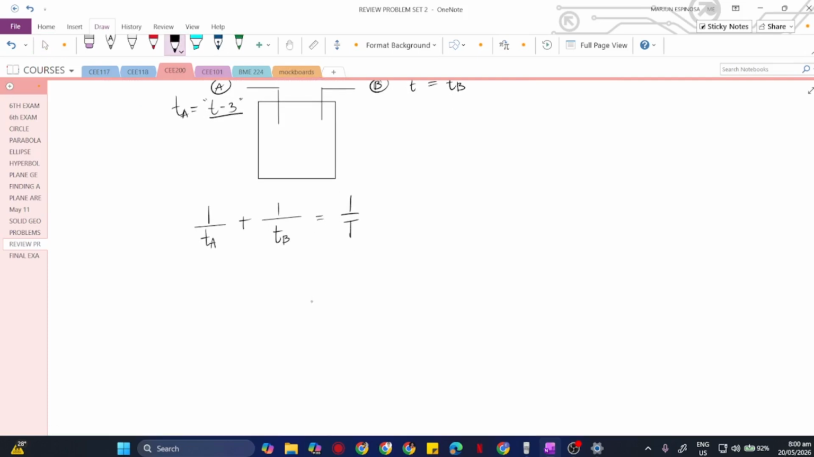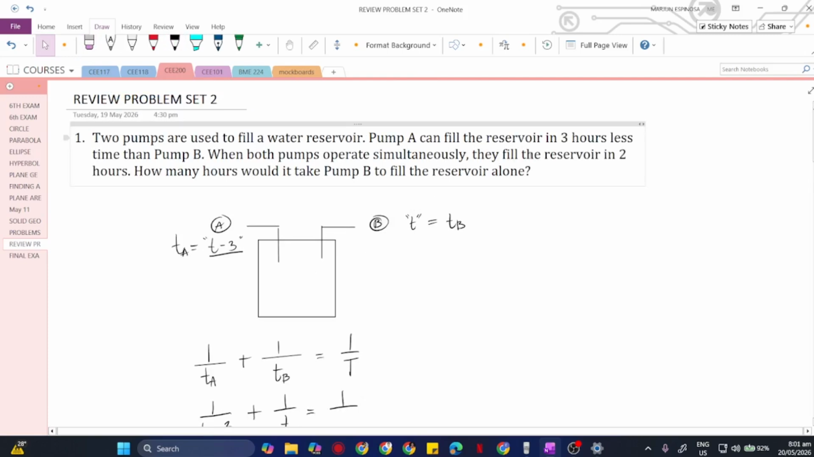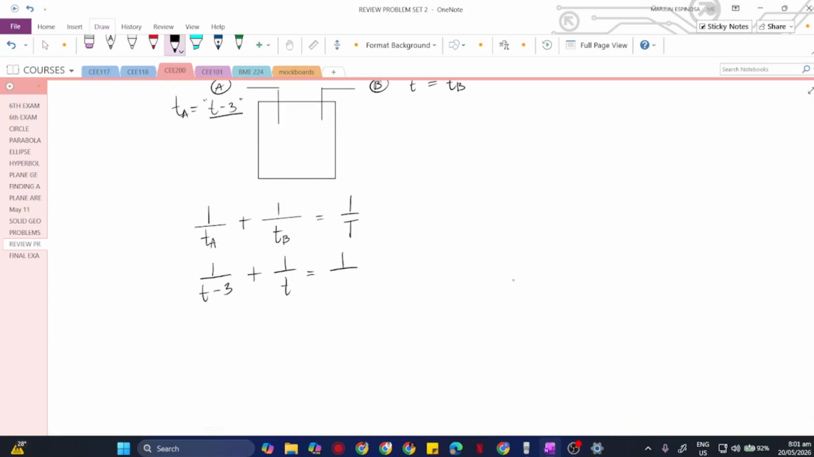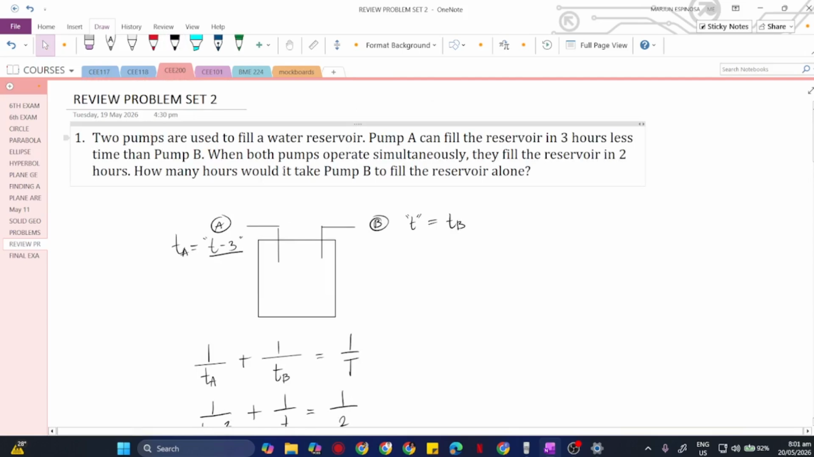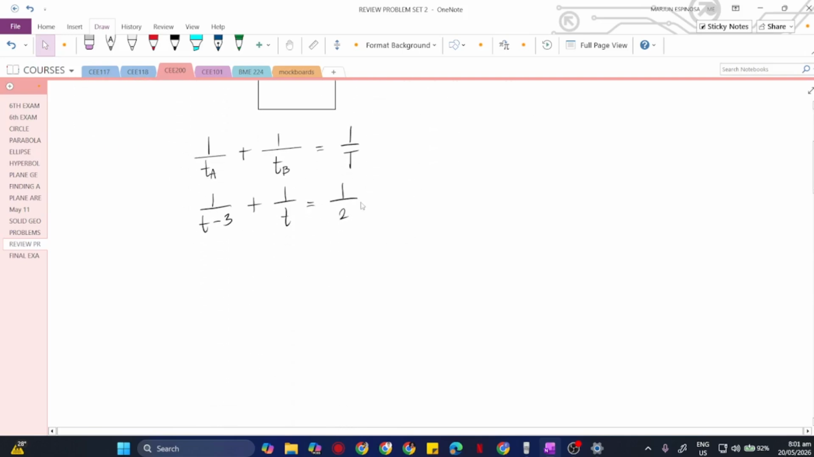So plugging in the values, we have here 1 over T minus 3 plus 1 over T is equivalent to 1 over the total hours na mako-consume nila if they will be operating simultaneously, and that is in 2 hours. So this is 2. Okay? So yan na yung ating equation, and we need just to solve for how many hours would it take pump B, or in other words, itong T. Okay, meron na tayong T dito.